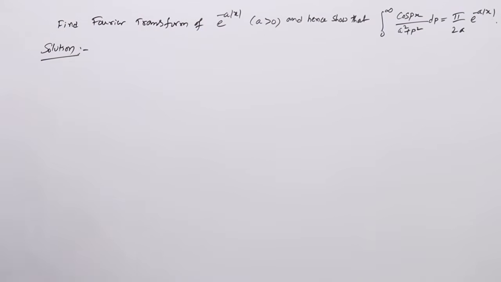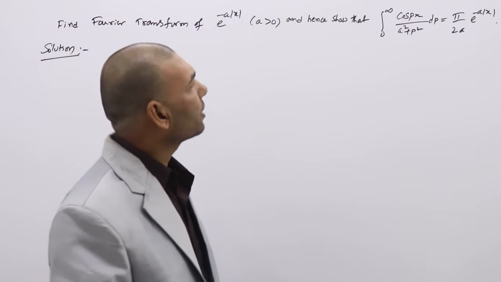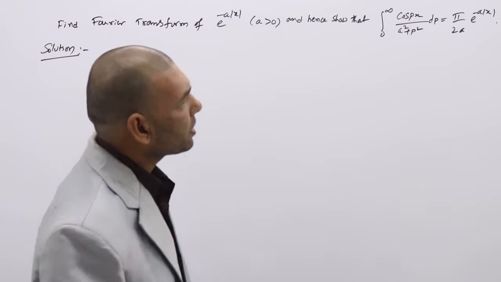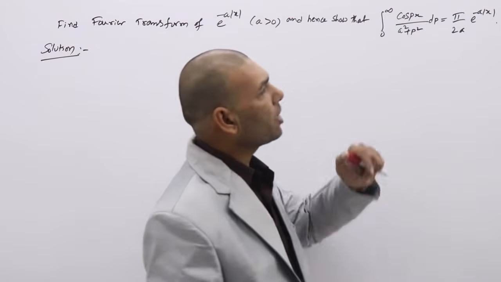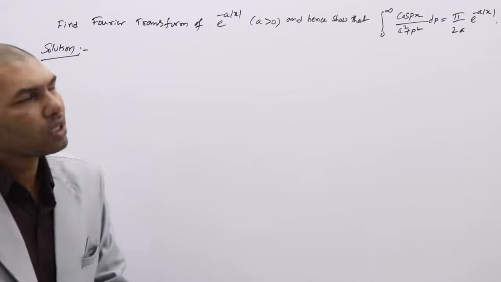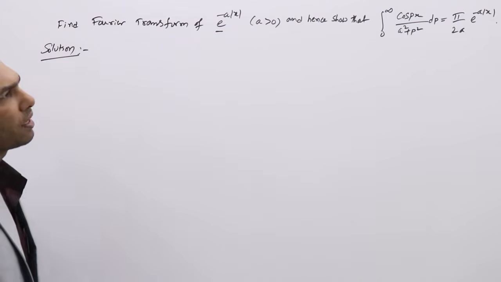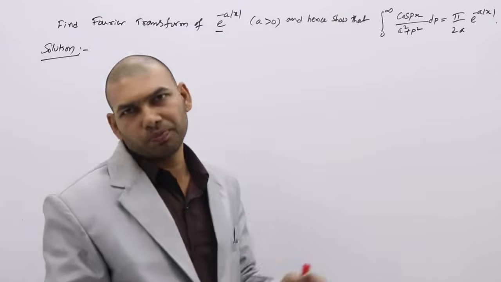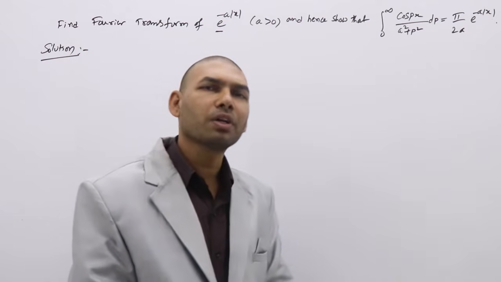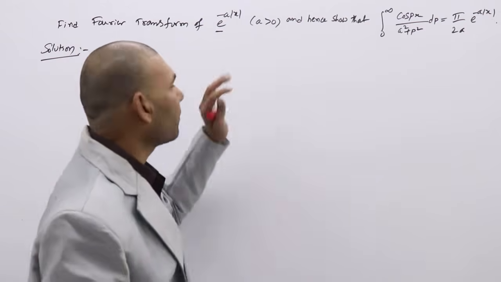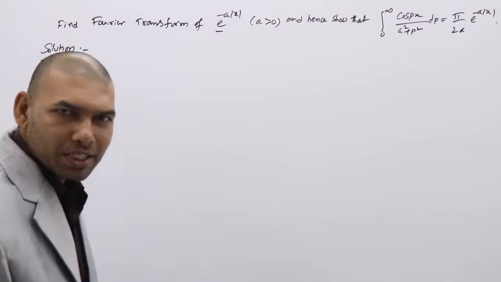Find the Fourier transform of e power minus a mod x, a greater than 0, and hence show that integral 0 to infinity cos px by a square plus p square dp equal to pi by 2a e power minus a mod x. So first we need to find the Fourier transform of this one. Next we need to show this value. To derive that one, we need to use inverse Fourier transform after finding the Fourier transform of this function. So first of all, we are going to find the Fourier transform of e power minus a mod x.